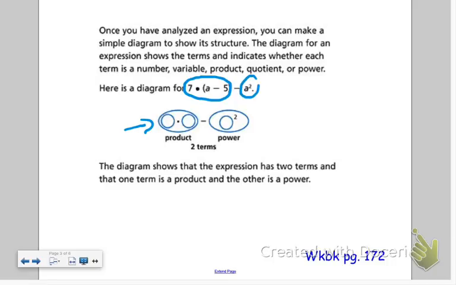The other term is a power, a to the second power. And take a look at how we set up the diagram. We have 2 ovals. The first oval has 2 circles in it to represent the 7 and the difference of a and 5. The other oval represents the power, and inside we put a circle with the little exponent of 2. So this diagram shows that the expression has 2 terms. One of those terms is a product. The other term is a power.